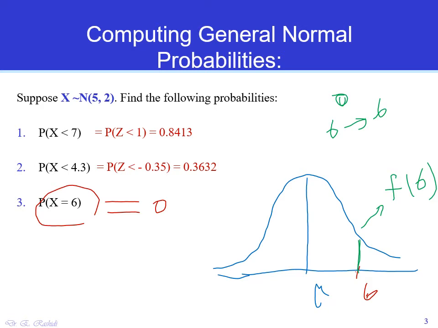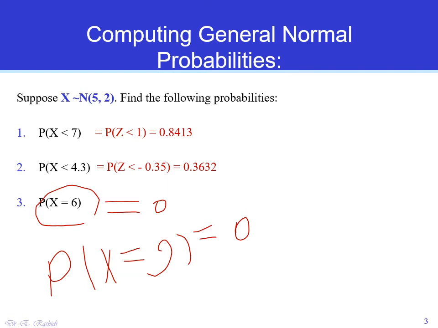For any other value, the probability that x equal to 9, that's also 0. The probability that x is equal to negative 7, that's also 0. So for any value of x, no matter what it is, the probability that it is exactly equal to that is 0.